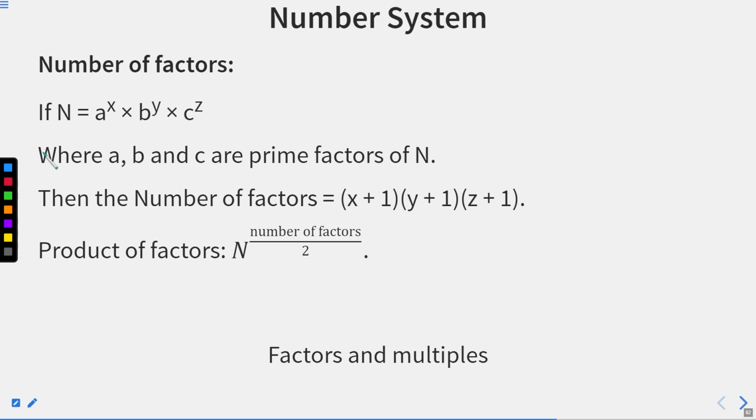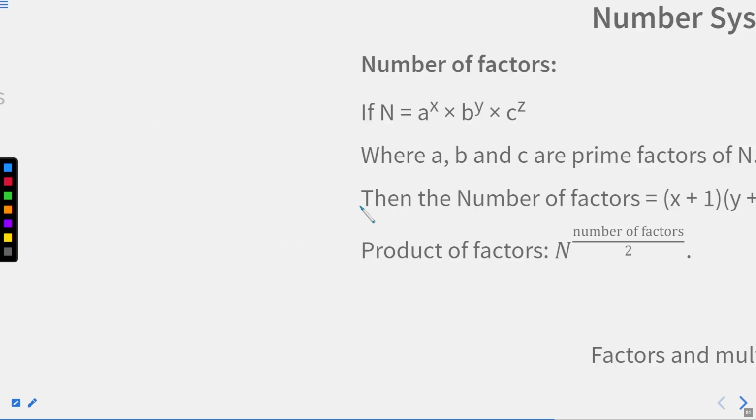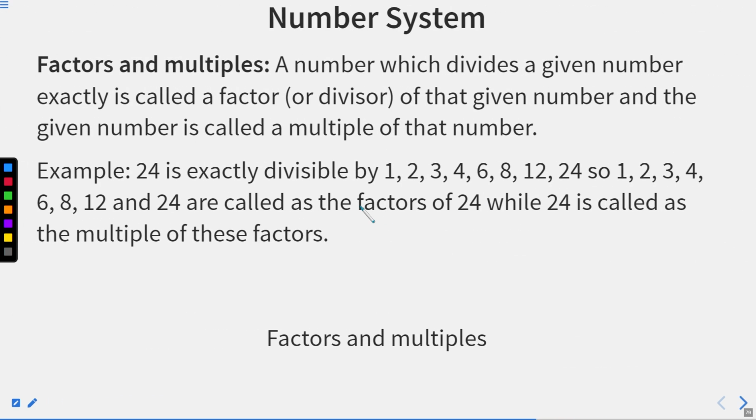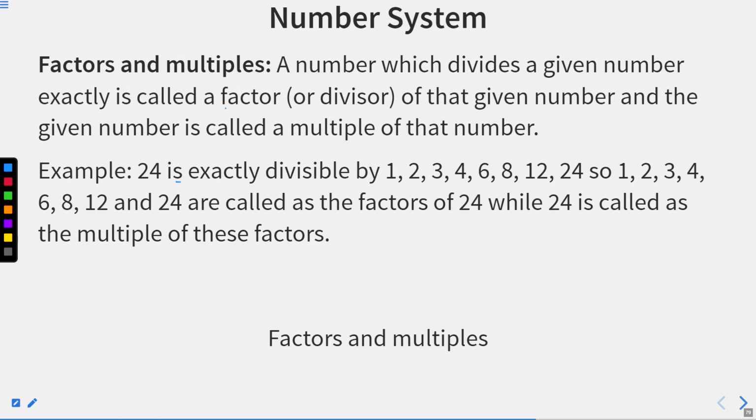First of all, if any number n is given to you and it is written in this form after prime factorization, where a, b, c are prime factors of n, then the number of factors that n is going to have, that means the number of divisors. Just recall what we wrote here: factors or divisors, that is, how many numbers divide the given number.